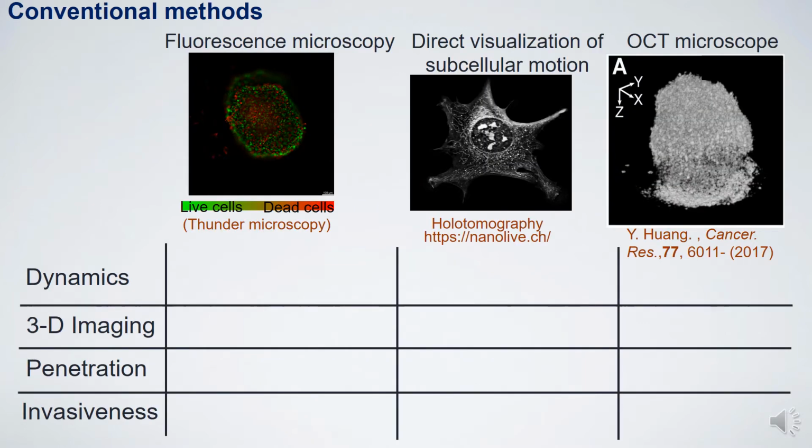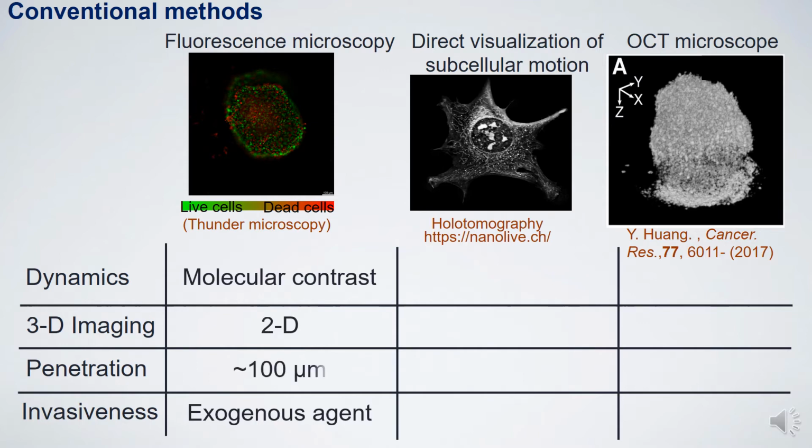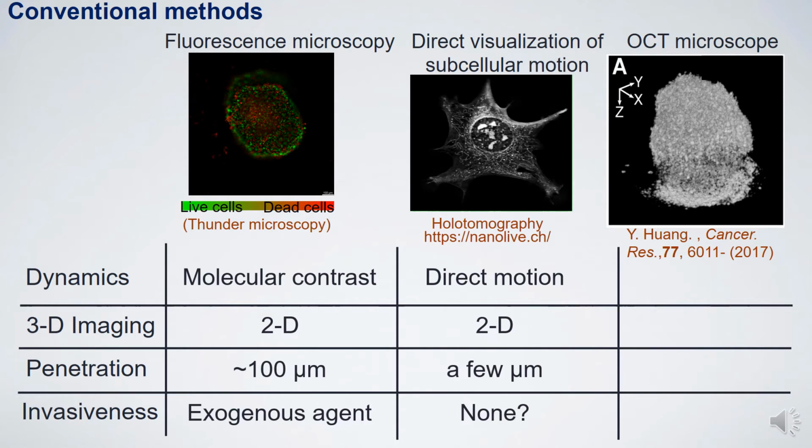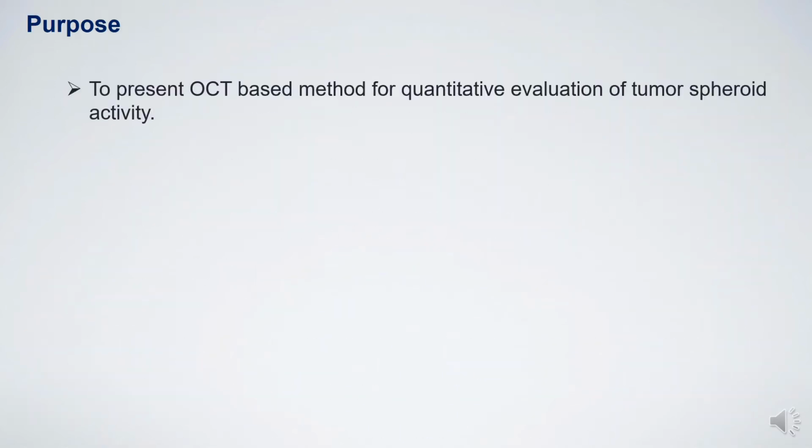Several conventional methods have been used for tissue viability imaging, such as fluorescence microscopy, which uses an exogenous contrast agent, provides 2D images and has around 100 micrometer imaging penetration. Direct visualization of subcellular motion has also been released, which is non-invasive, two-dimensional and has a few micrometer imaging penetration. And recently, optical coherence tomography microscopy has been released, which is non-invasive, three-dimensional and has a few millimeter imaging penetration. However, it doesn't have sensitivity for tissue dynamics imaging. So, our purpose in this study is to present an OCT-based method for quantitative evaluation of tumor spheroid activity.